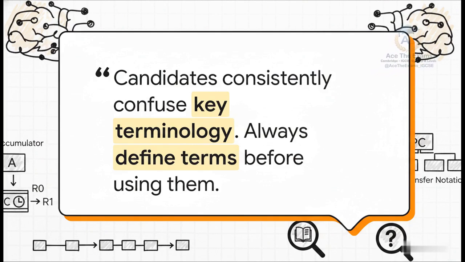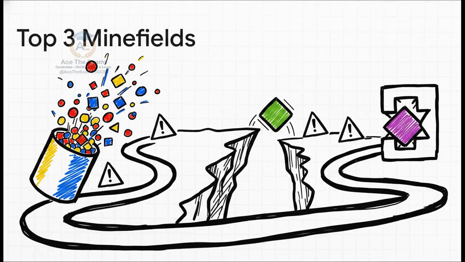You must always define your terms before you use them in an extended response. If you are writing about the accumulator, the program counter, or the memory data register, do not assume the examiner knows what you mean, and do not assume they will give you the benefit of the doubt. Define its role briefly before diving into your complex register transfer notation analysis. It anchors your answer, proves your baseline knowledge, and sets you up for maximum mark extraction. Let's sweep for the top 3 specific minefields so you can avoid blowing your grade.